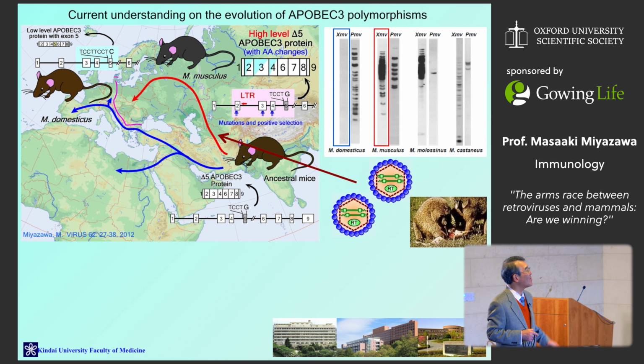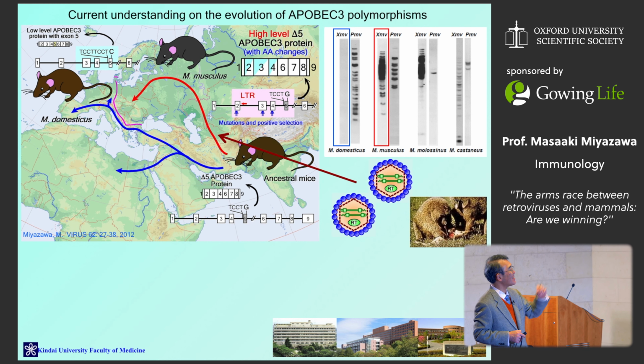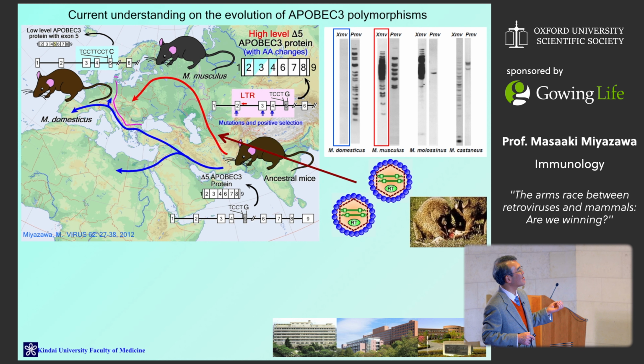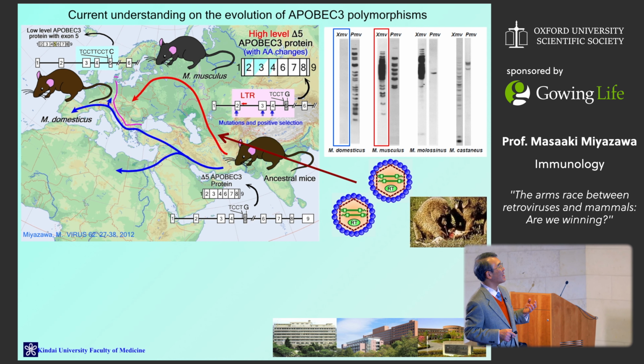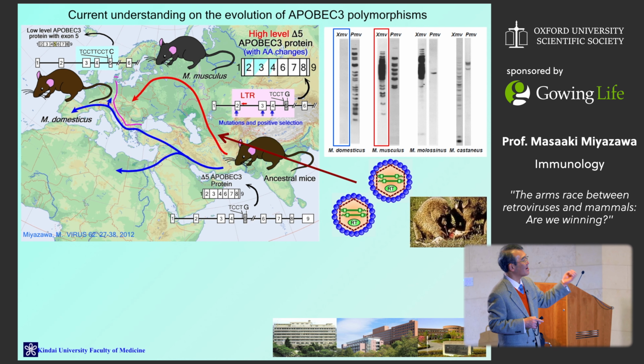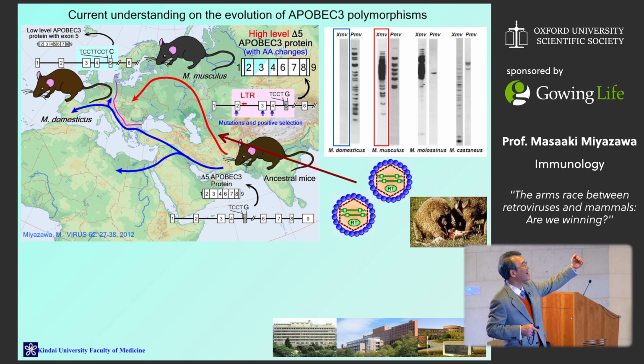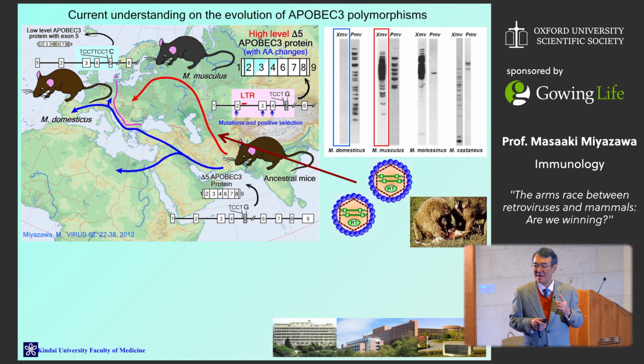ApoBec3 function. So one hypothesis is that the mice that migrated through the Mediterranean coast were not attacked by xenotropic viruses, and because of that, they wanted to preserve their genome by reducing the expression of the otherwise possibly deleterious DNA mutator ApoBec3. But the ancestors of currently resistant strains had to keep the high expression of ApoBec3 because they were continuously attacked by xenotropic viruses.